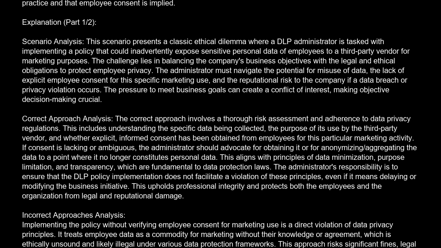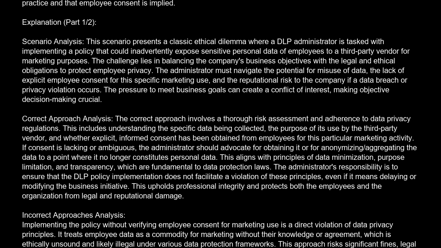Explanation. Scenario analysis. This scenario presents a classic ethical dilemma where a DLP administrator is tasked with implementing a policy that could inadvertently expose sensitive personal data of employees to a third-party vendor for marketing purposes. The challenge lies in balancing the company's business objectives with the legal and ethical obligation to protect employee privacy.